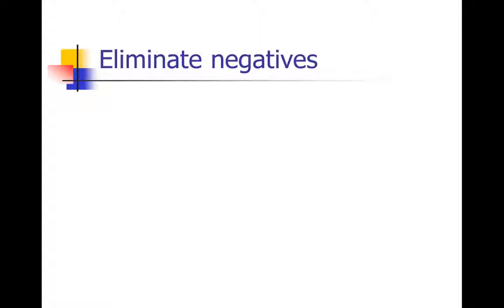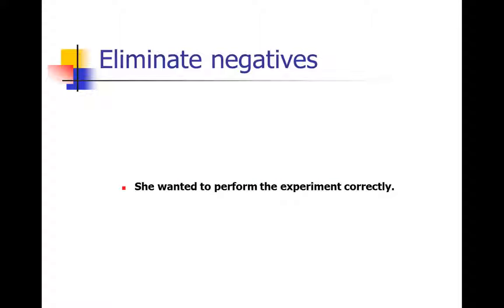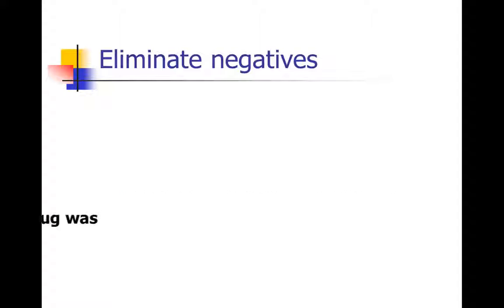So eliminate negatives. This is a great little tip that you may not have ever thought of, but things like she was not often right. There's a way to turn that into a positive, right? You can say she was usually wrong. So whenever you encounter a not in your writing, see if you can turn it into a positive. You can almost always do it, and it's usually much clearer when you use the positive construction. Here's another example. She did not want to perform the experiment incorrectly. You can see the kind of double negative there, right? So how do we turn that one into a positive? She wanted to perform the experiment correctly. That's obviously much clearer, that second sentence.